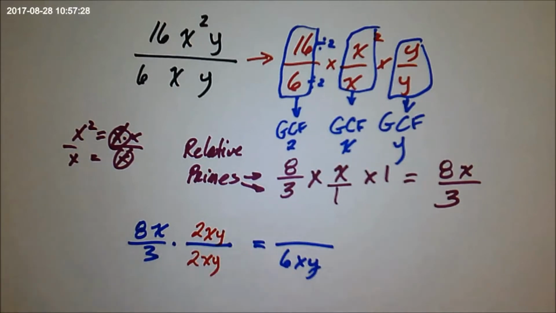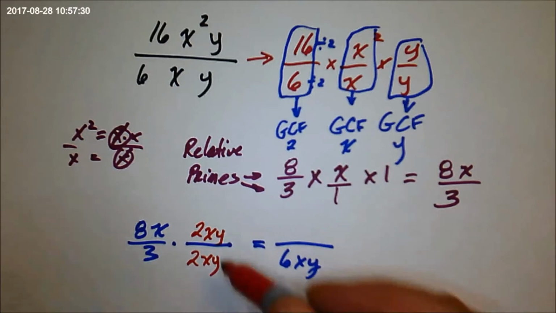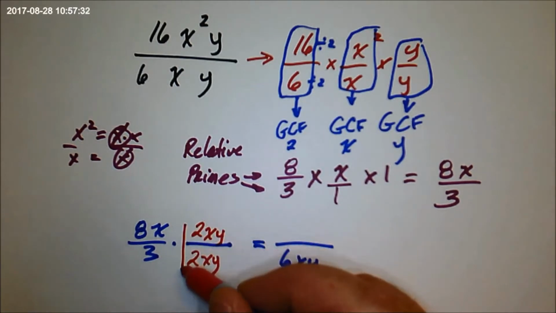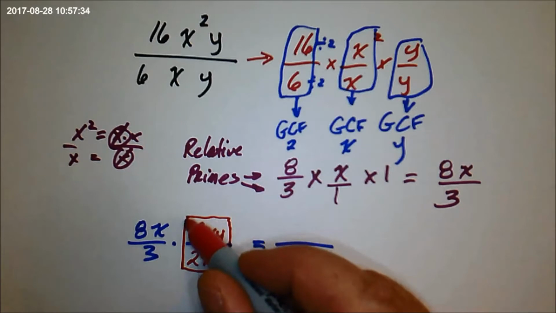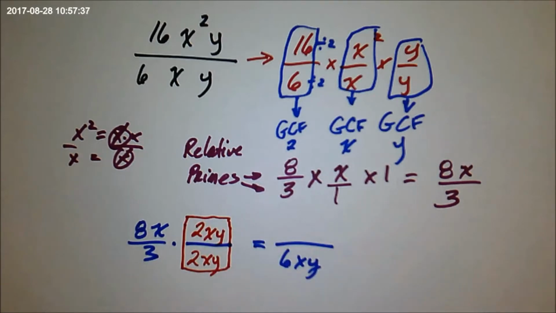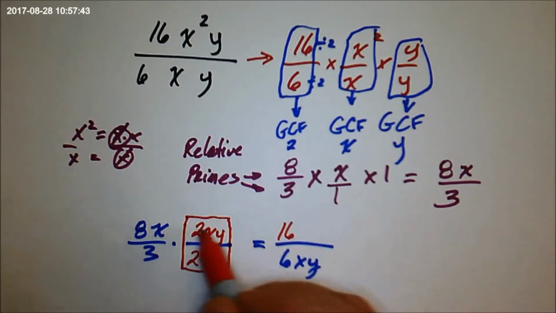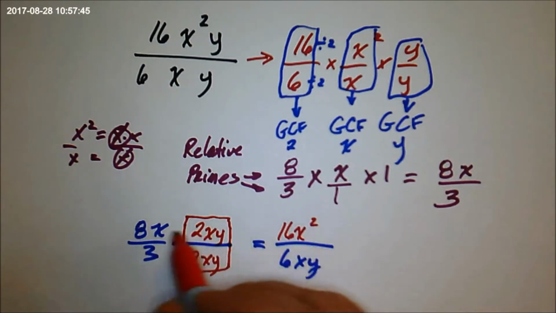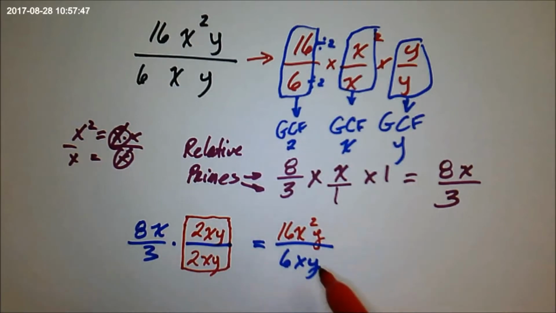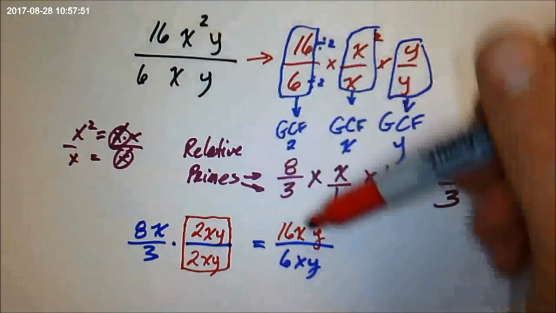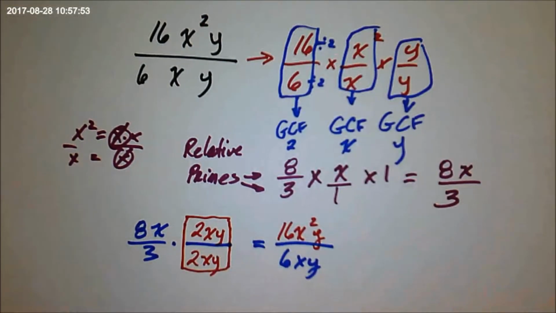If I multiply the bottom by that, I also have to multiply the top by the same thing, because this whole thing just equals 1. And when you multiply by 1, the value itself doesn't change. So let's multiply these together. 8 times 2 is 16. That's what I want. x times x is x squared. That's good, and that's just y. So if this was our original problem, which it is, then we're right.